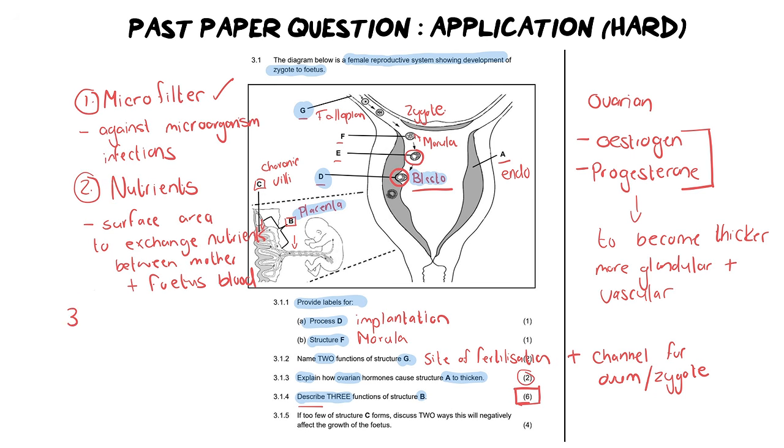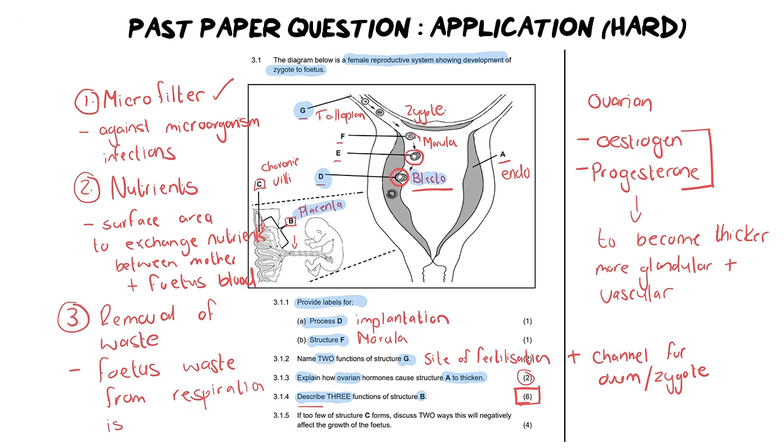Our third and final function is going to be removal of waste, and you can elaborate a bit further there in speaking about the fetus waste from respiration or cellular respiration is removed. And that would be things like, of course, carbon dioxide. If you wanted to, you could also mention things like removing nitrogenous wastes, aka things like urea. And so you really need to be well versed on what the placenta does.